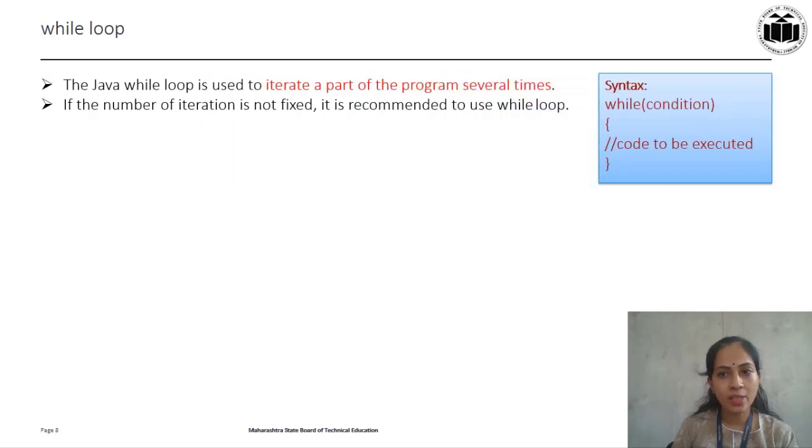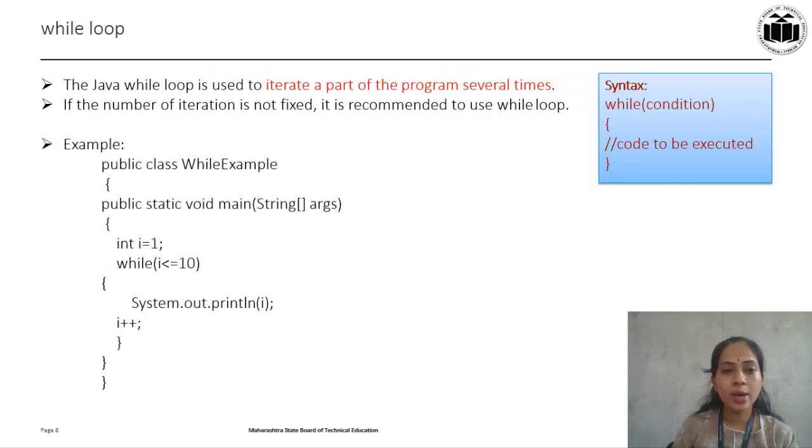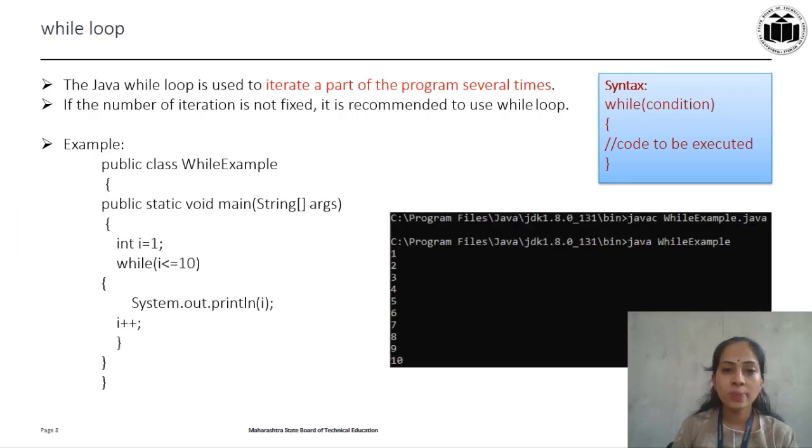So here is the syntax and here is the example to show the use of a while loop. The output is simply 1 to 10 printed. Here I have initialized i equal to 1, and using the while loop, I have mentioned the condition, that is i less than or equal to 10. In the curly brackets, I have written the executable code, using System.out.println and i++. You can write i-- also to reverse the numbers from 10 to 1.